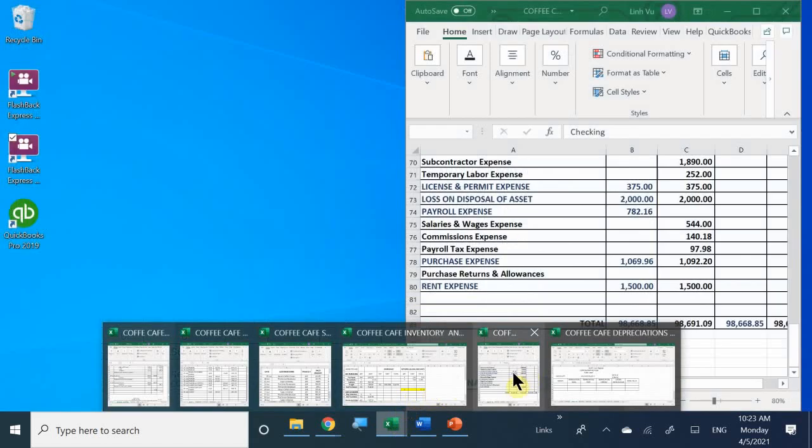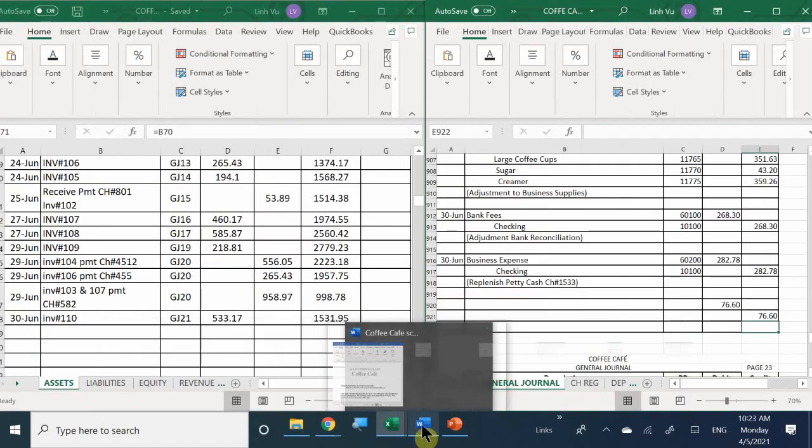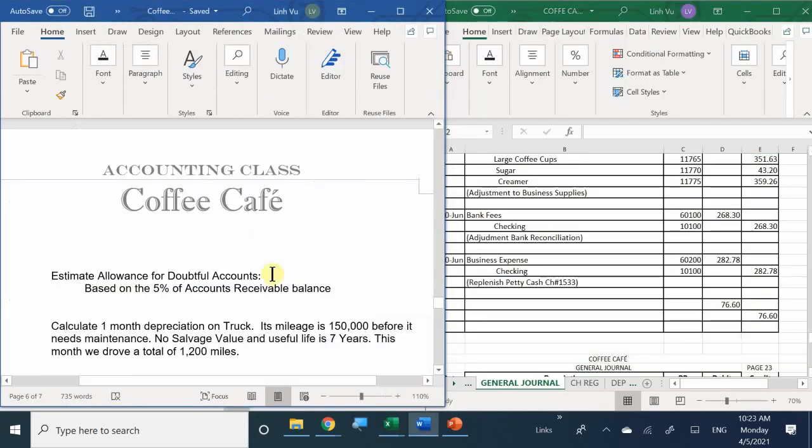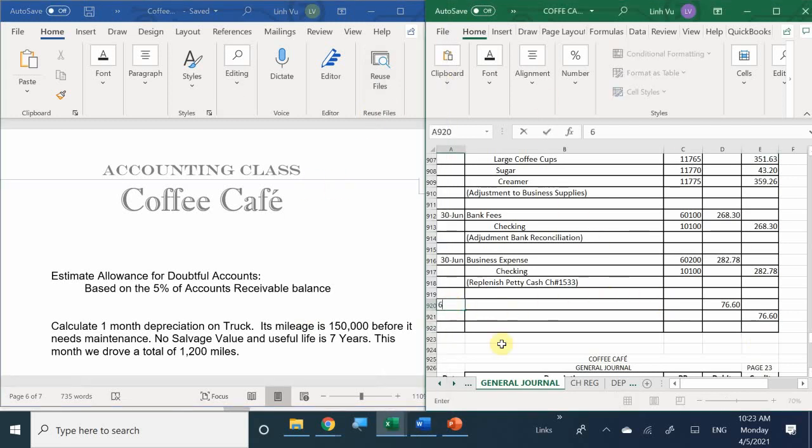So what are the accounts that I'm going to associate with dealing with the allowance for doubtful accounts? How do I make my adjustment entry to reflect this 5% uncollectible debt? Bad debt expense. Good. Excellent. Okay. So here, bad debt expense.